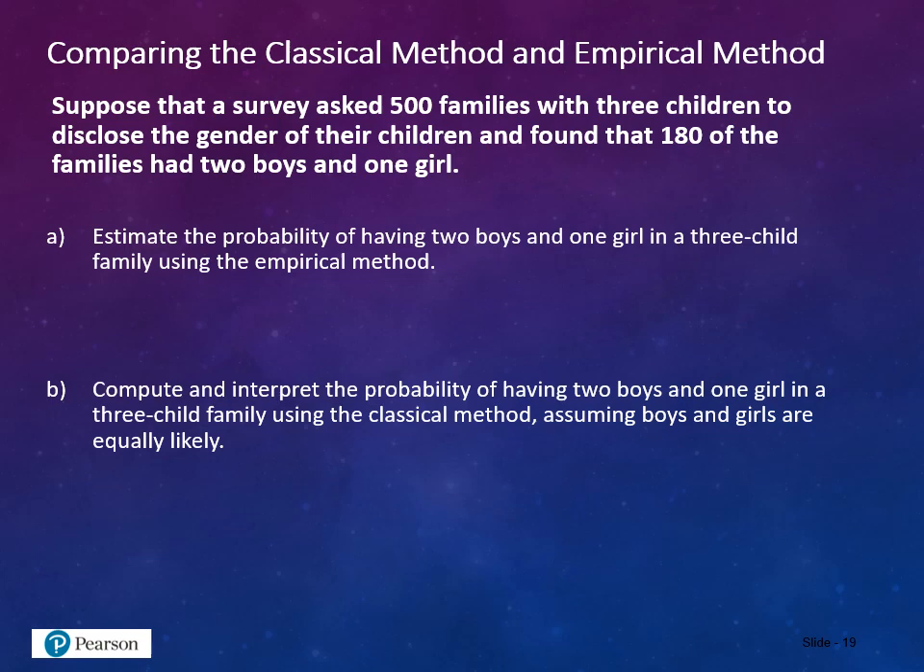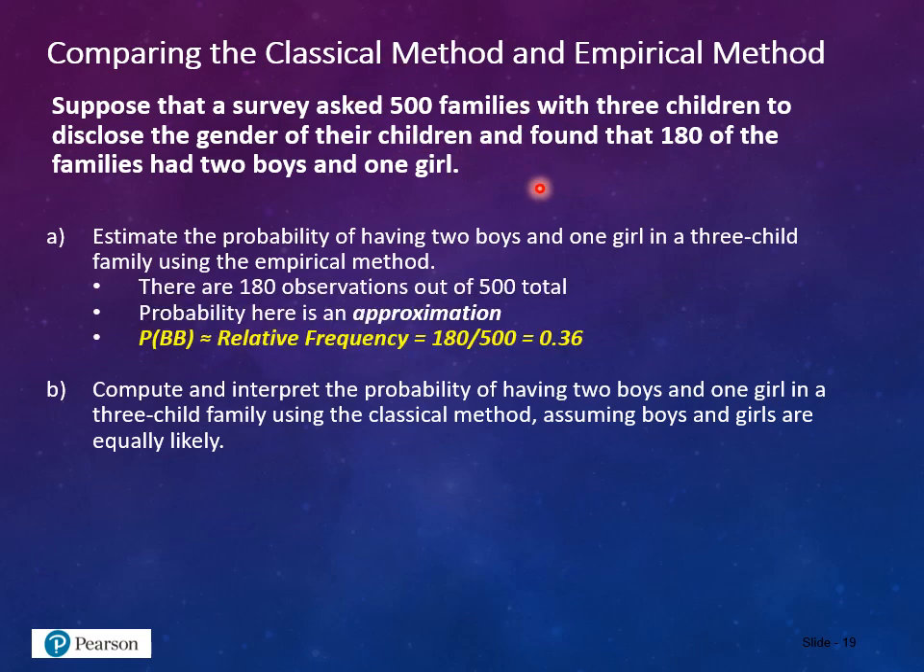Well, this is really simple because remember, what we're doing with the empirical method is we're just using the observations. How many people did we observe total? In this case, it was 500 families. And how many of those observations met our event that we're looking for, which was 2 boys and 1 girl? So in this case, the event has 180 observations. The sample space, or the total number of observations, was 500. So we just make that calculation.